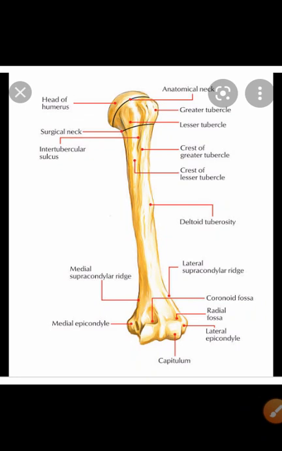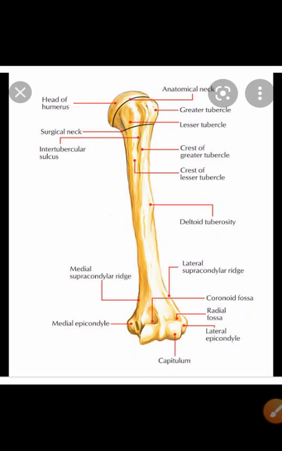In this lecture, we will explain the osteology and muscular attachment to the humerus, then ulna and radius, and then carpal bones, and then metacarpal bones, and then phalanges. But the first thing we will discuss in this lecture is the humerus. And first we will explain the osteology of the humerus.